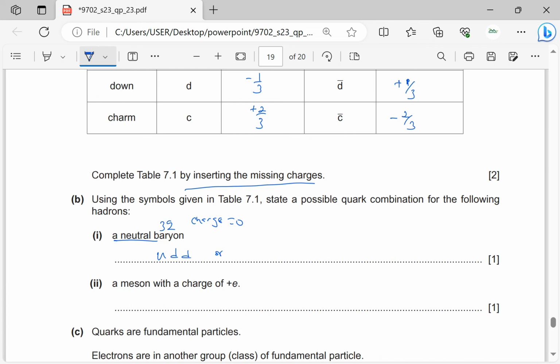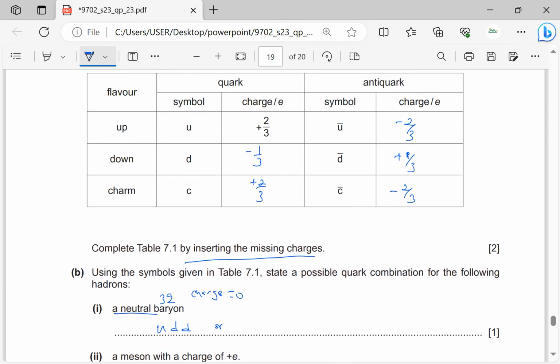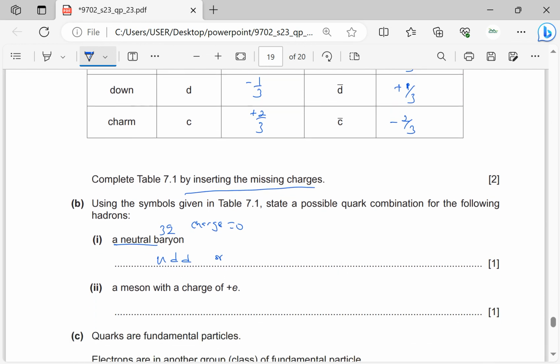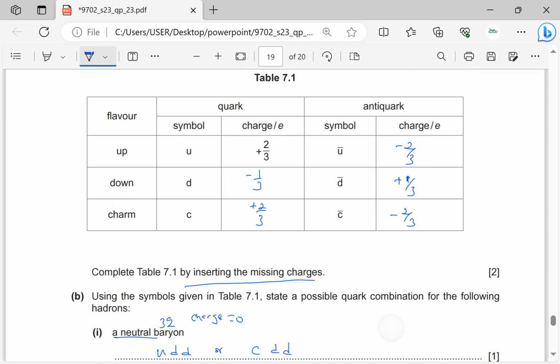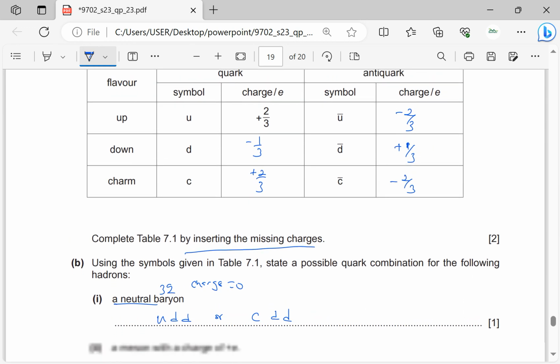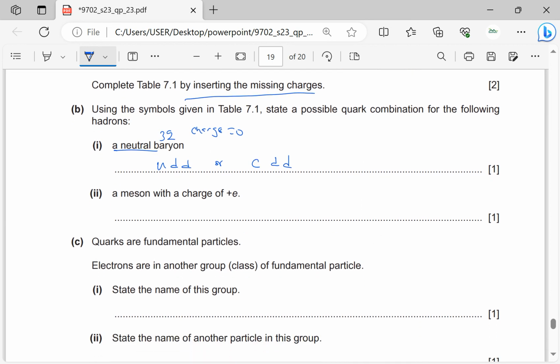Using the symbols given in the table, I can just say up, down, down. You could say charm, down, down. I think that is all. If I use the symbols given in the table, up, down, down, or charm, down, down. Yeah, one of those. Then a meson is a quark plus an antiquark, and the charge is positive e.